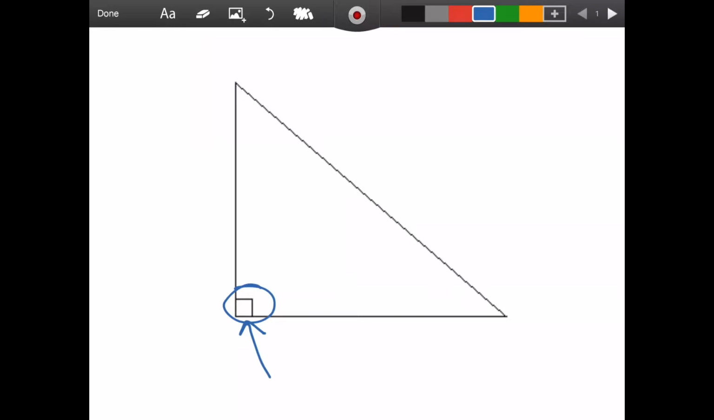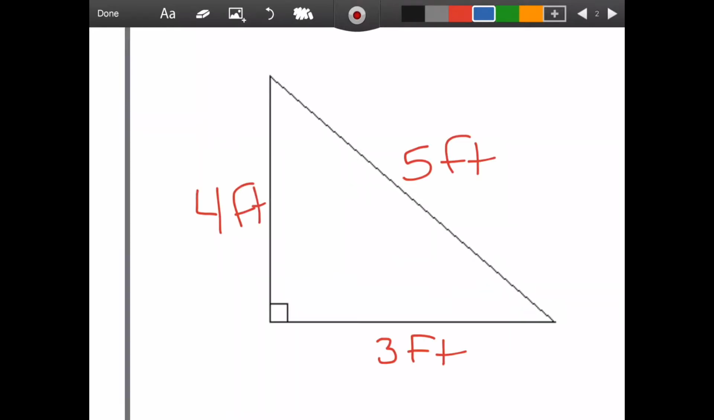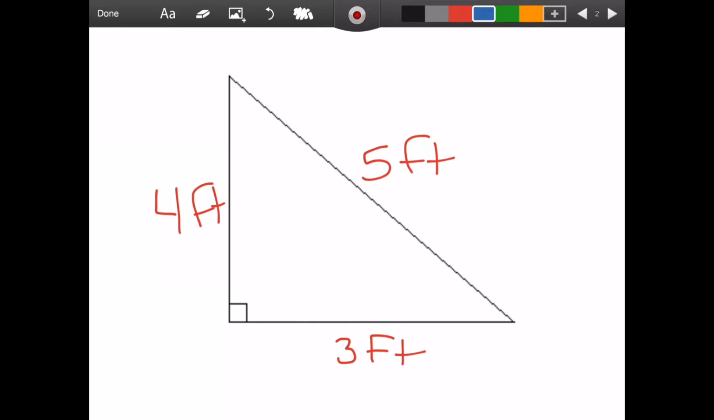Now, in terms of this right triangle, today we're going to talk about how to find the perimeter of this right triangle, and we're going to talk about how to find the area. Now, I've taken a right triangle here and labeled it with sides. So we know that the bottom here is 3 feet, and a lot of times we'll call the bottom here the base. And you can see the side here that's straight up is 4 feet, and we're going to call this side here the height.